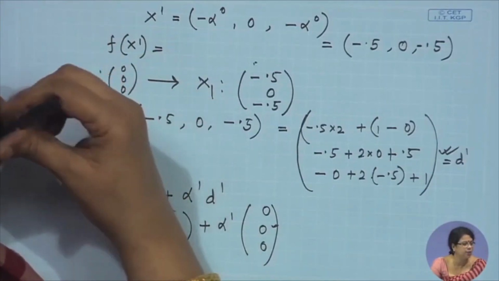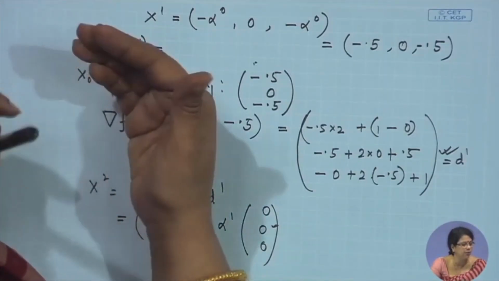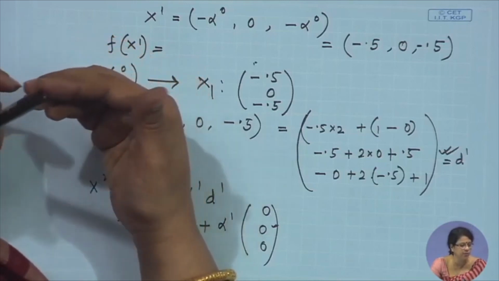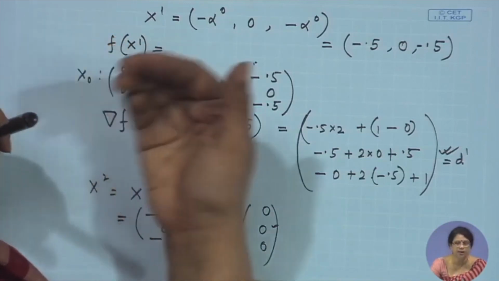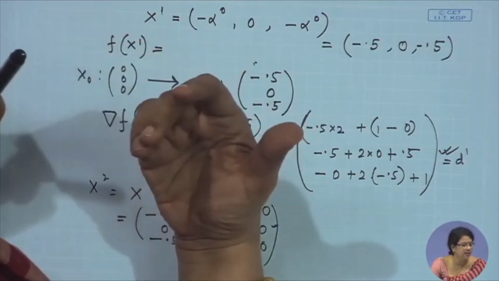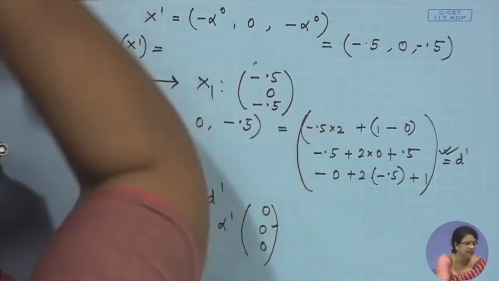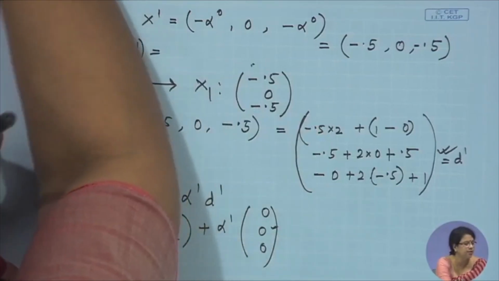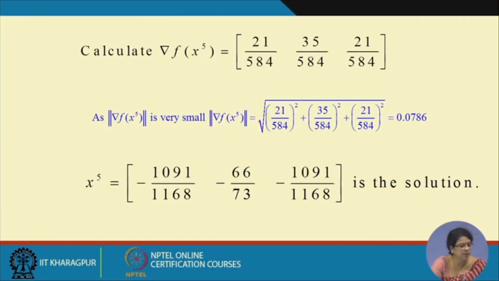And once x 2 is coming, we will move this way, we will go to x 3, we will go to x 4, and in the similar manner we will proceed, and finally we will get the minimum value at this point. And how can we say that we are satisfied with this value? Where to stop the process?